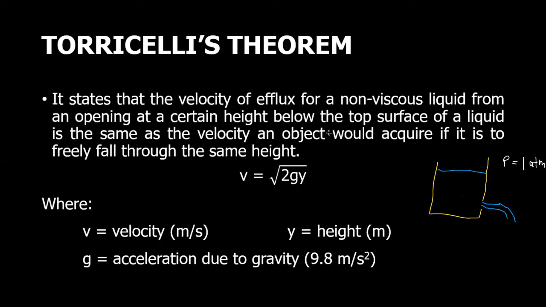This says that the velocity of the efflux of a non-viscous liquid, so the velocity here, from an opening at a certain height below the top of the surface of a liquid, is the same as the velocity an object would acquire if it were to freely fall through the same height. So we have this equation. Remember sa kinematics, the square root of 2gy, diba? The square root of 2gy is an expression of the velocity of a free falling body after falling some height y.